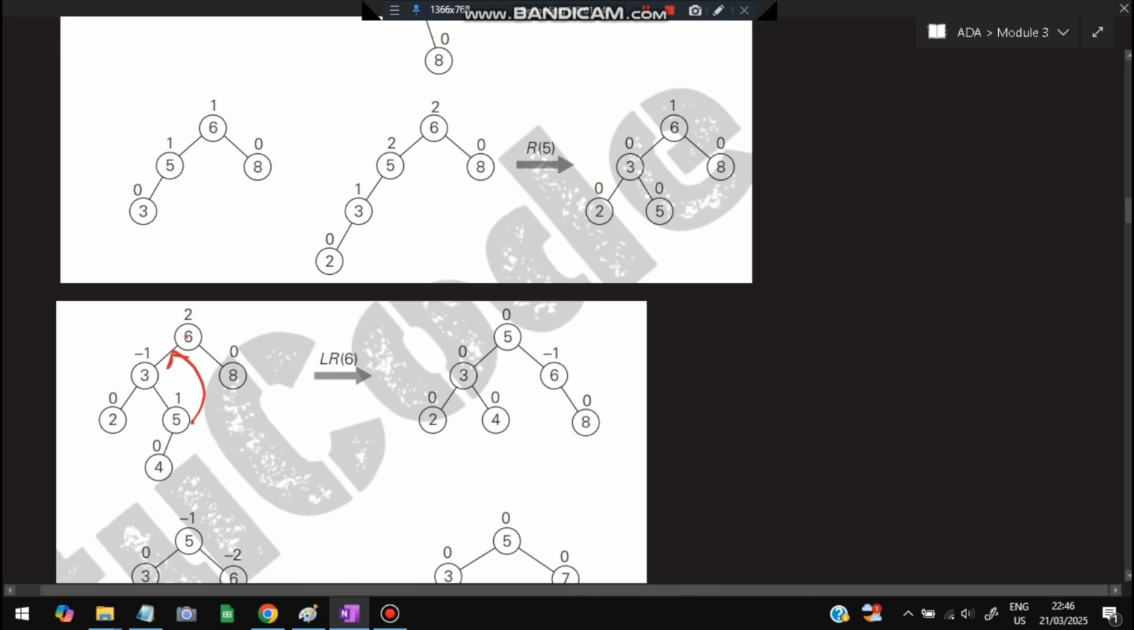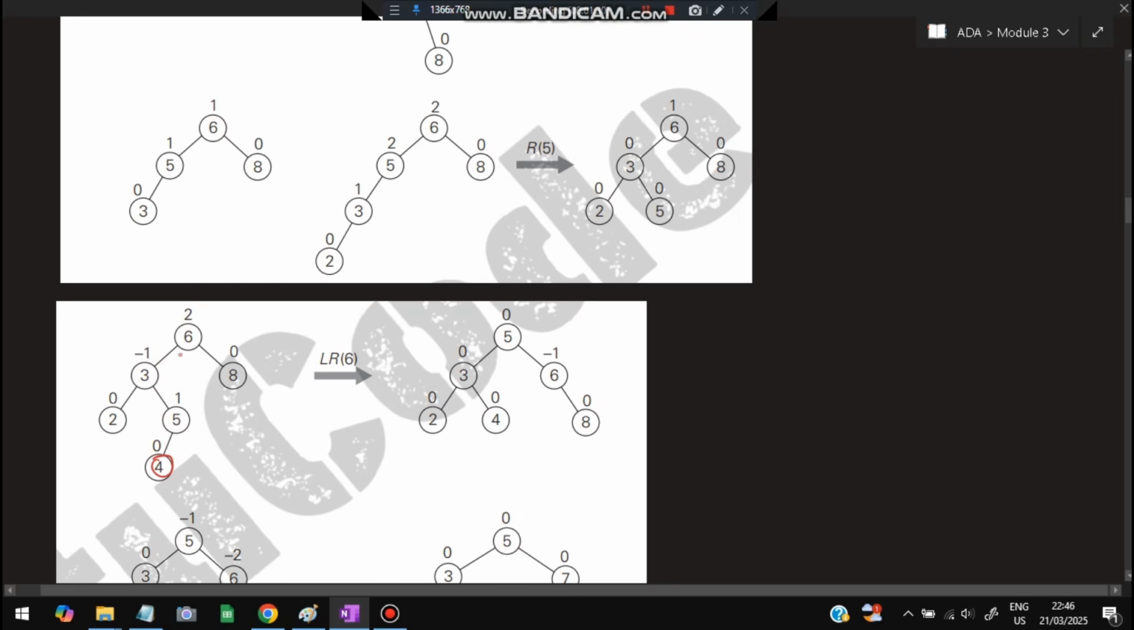So when we insert 5 between 6 and 3, what will happen? It will become 6 5 3. But one issue will be there. 6 5 3 will be there, and 5's left child will be 3, and 5's left child is already 4. So 3 and 4 will become merged, but we cannot merge here.